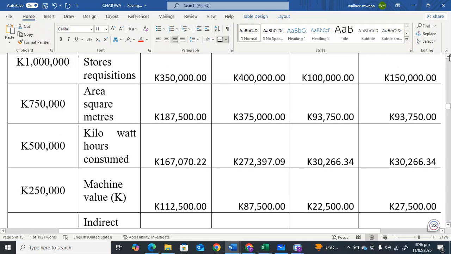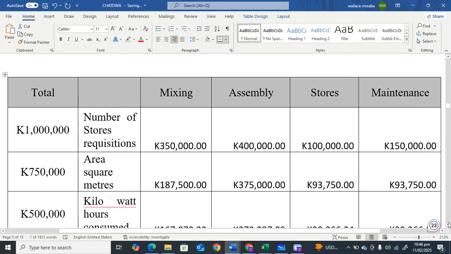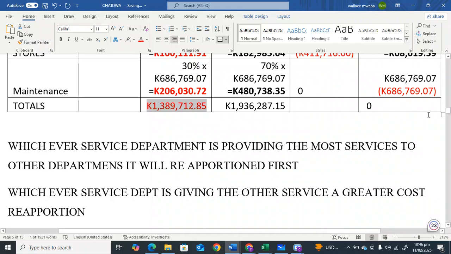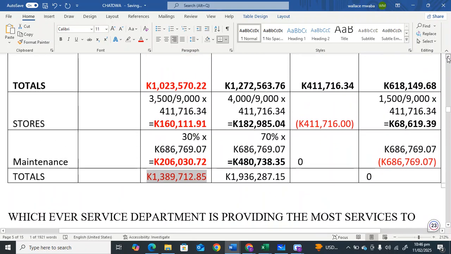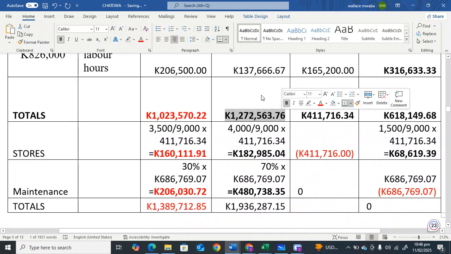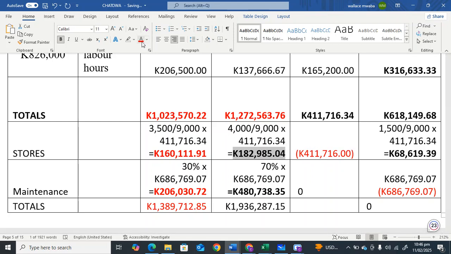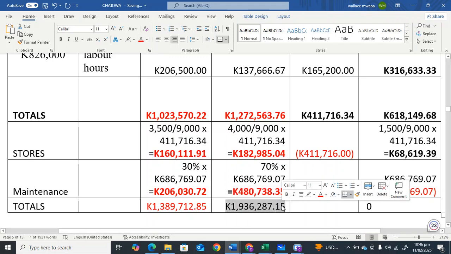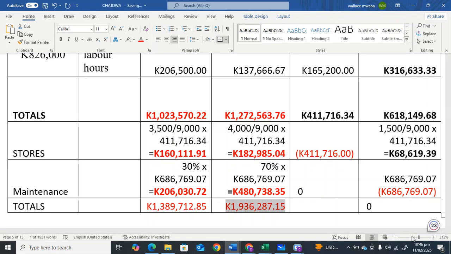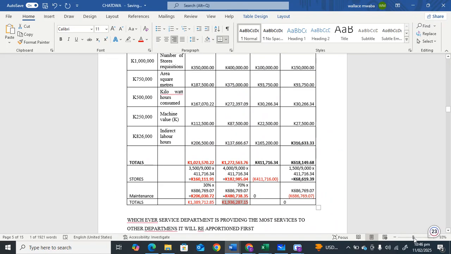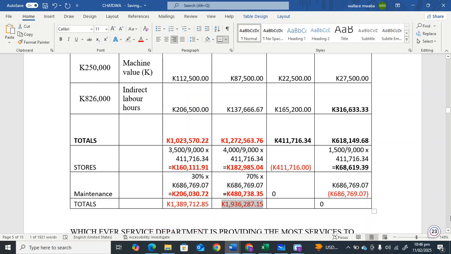Then for assembly, same thing. You get the totals, the original total that you got after apportionment, then plus the reapportioned amounts that have been brought from the service departments. You get 1,936,287.15. Yes. Any questions?